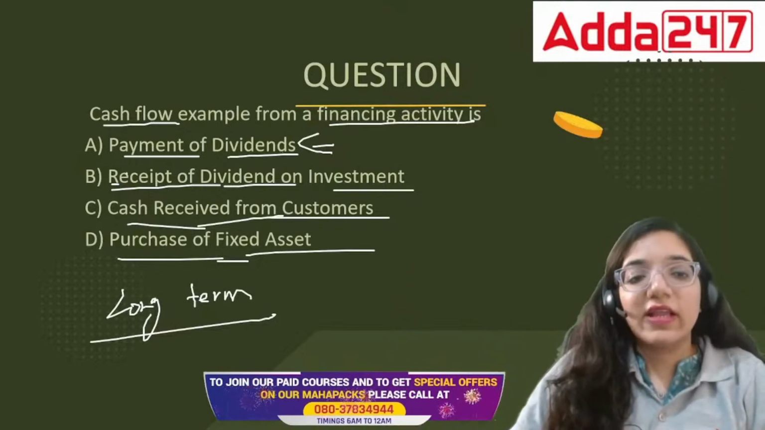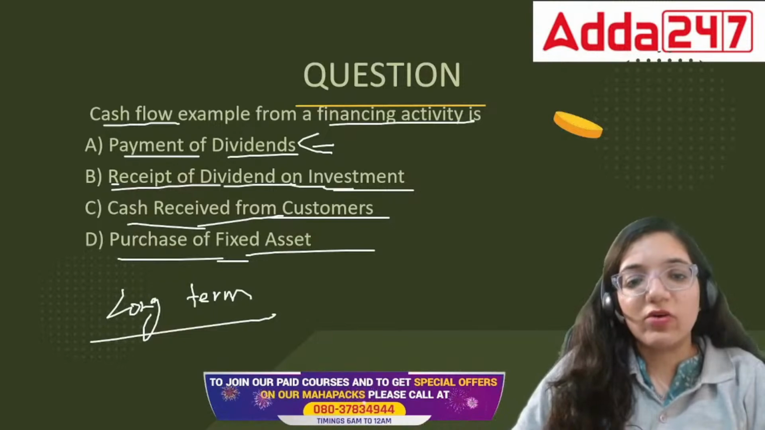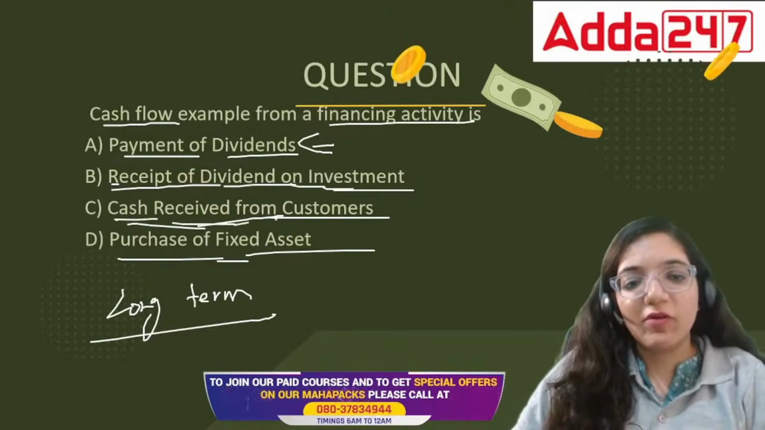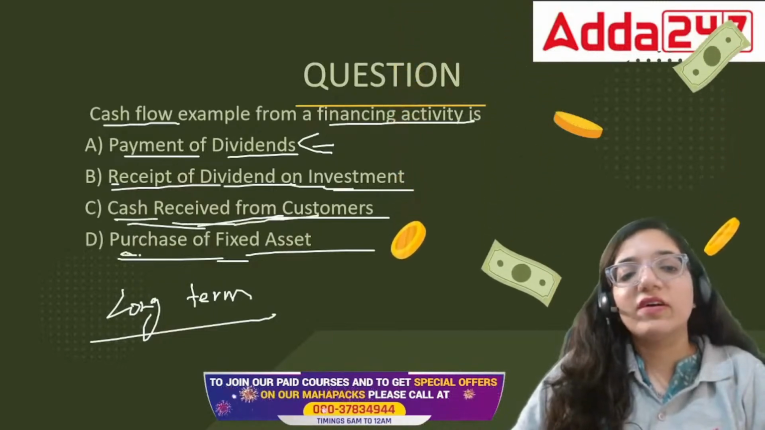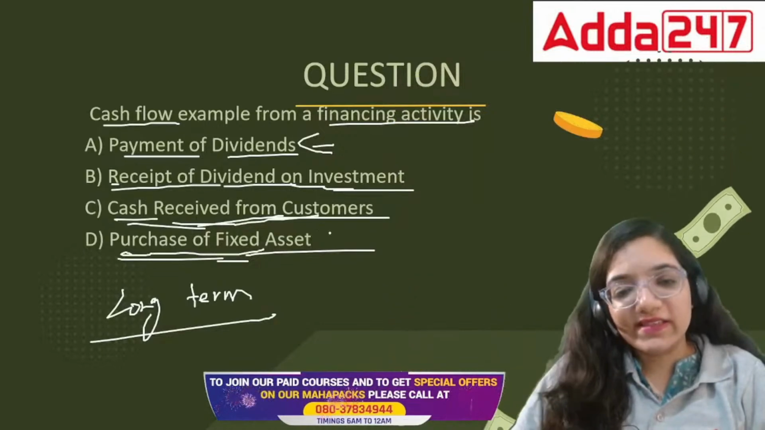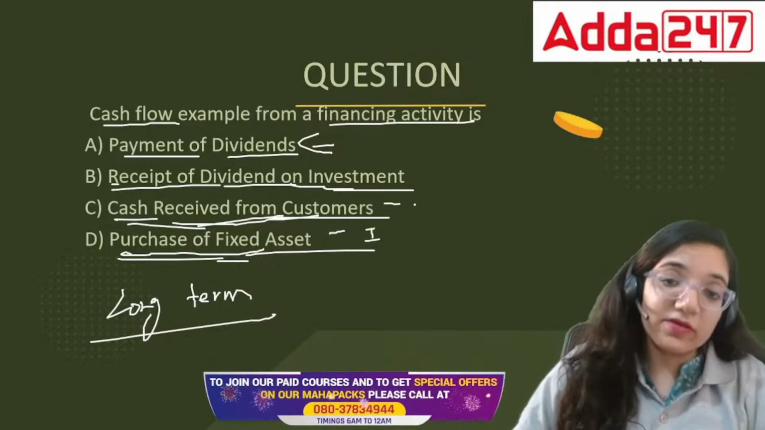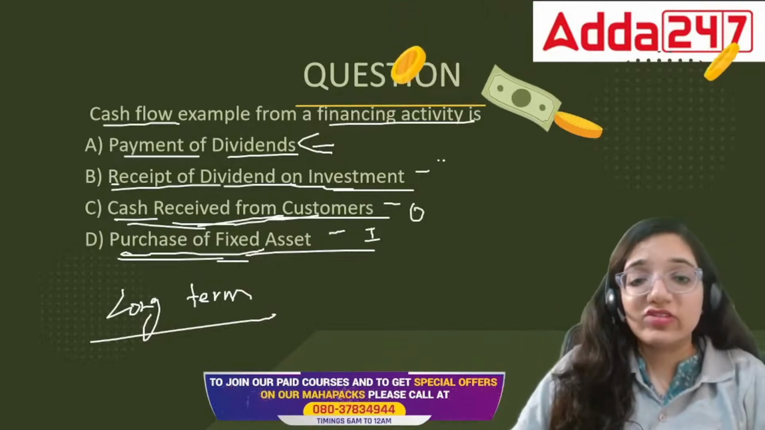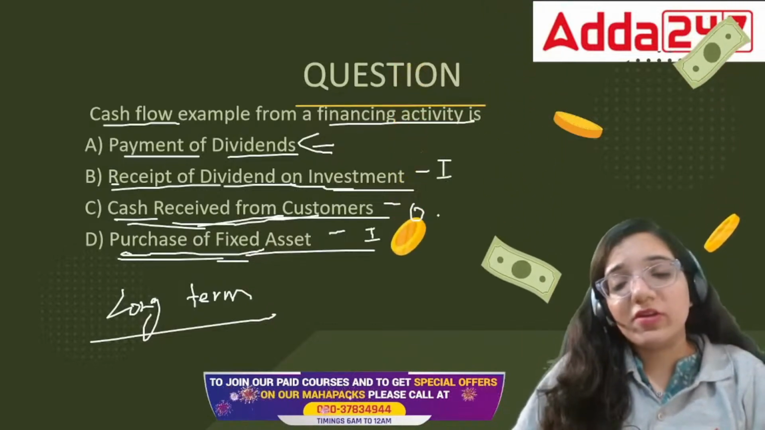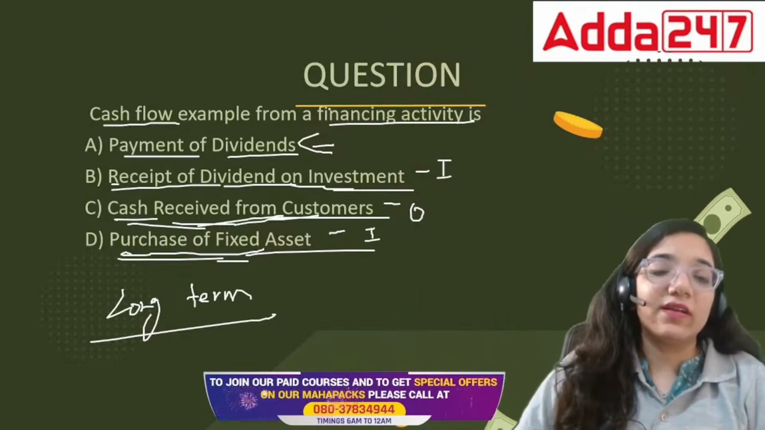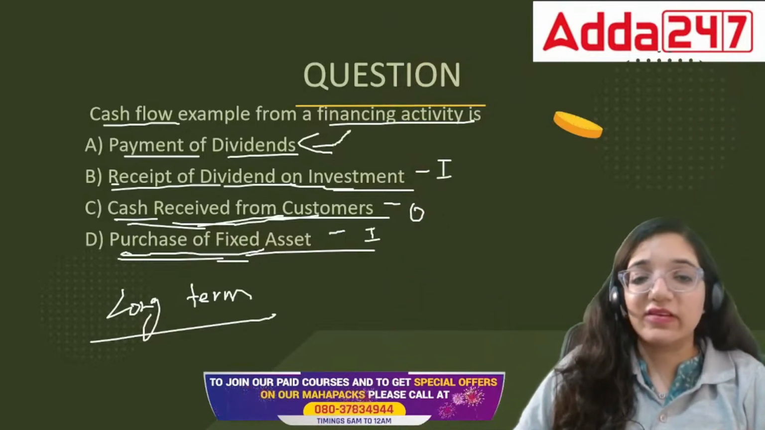Then the receipt of dividend on investments, and we have cash received from the customers. Then we have purchase of fixed assets. This is an investing activity. Cash received from customers, regular working, is an operating activity. This is also an investing activity. Payment of dividend is what we call an example of financing activity.